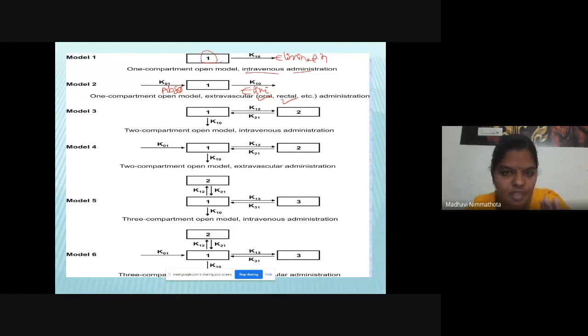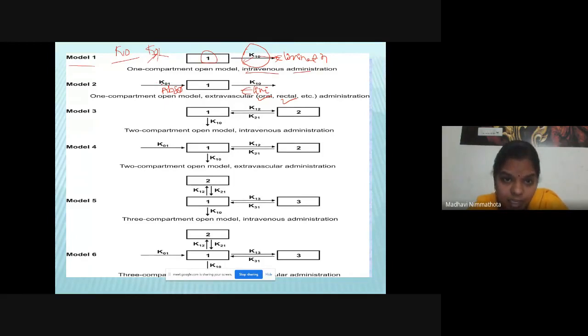Then this is the concept. Then what do you mean by K10? K is a rate constant. I already told you, you have to calculate two or three rate constants depending upon the model. Why will it be 10? See here, 0 represents elimination and 1 represents the compartment. So that's why K10. It's not K01. If it is K01, it will undergo the absorption process.